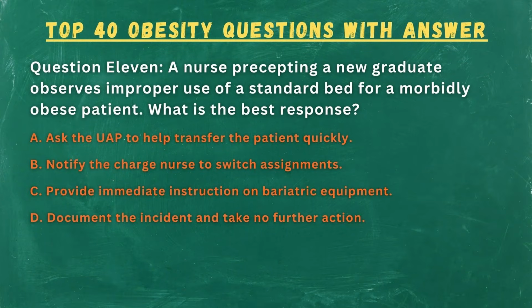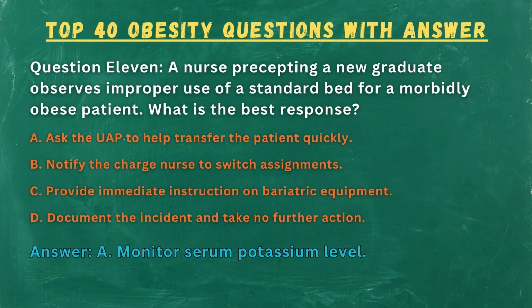Question 11. A nurse precepting a new graduate observes improper use of a standard bed for a morbidly obese patient. What is the best response? A. Ask the UAP to help transfer the patient quickly. B. Notify the charge nurse to switch assignments. C. Provide immediate instruction on bariatric equipment. D. Document the incident and take no further action. Answer: C. Provide immediate instruction on bariatric equipment.